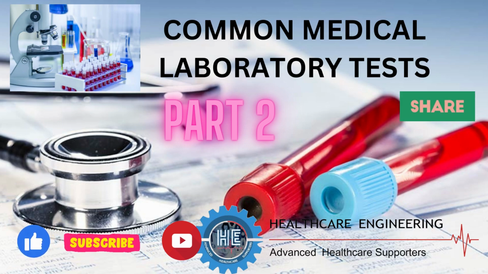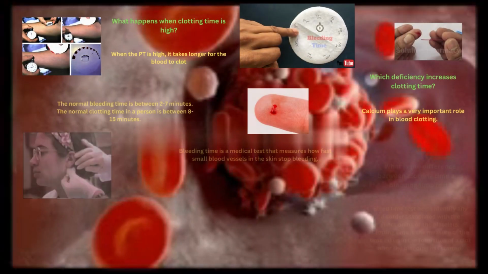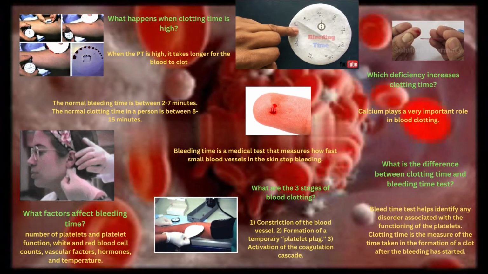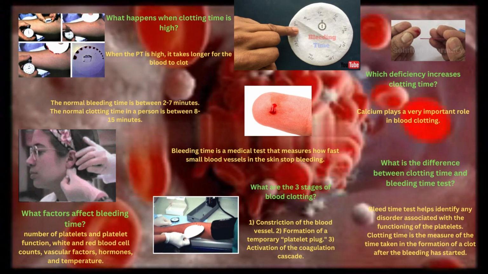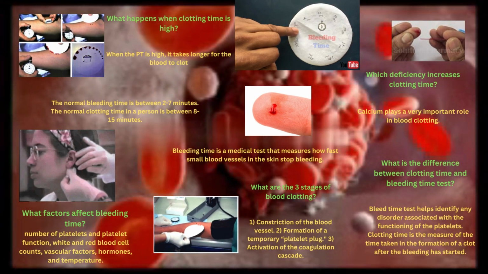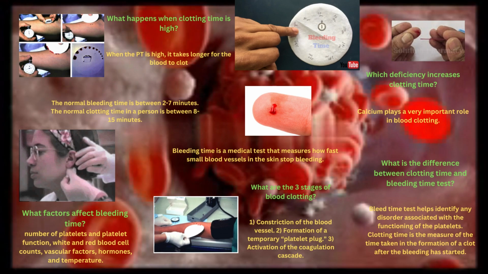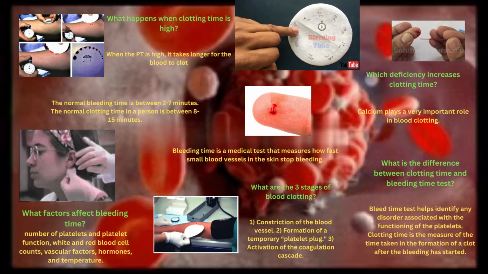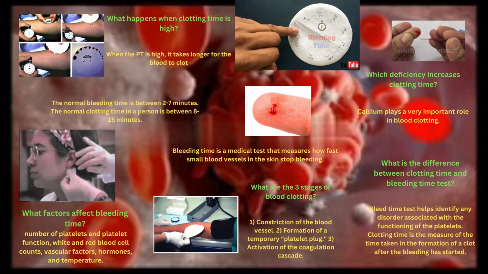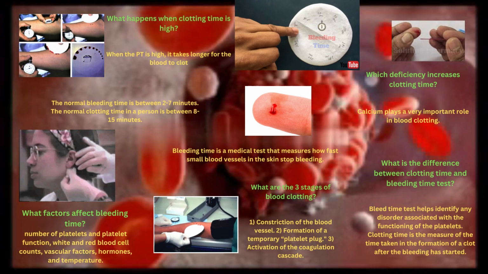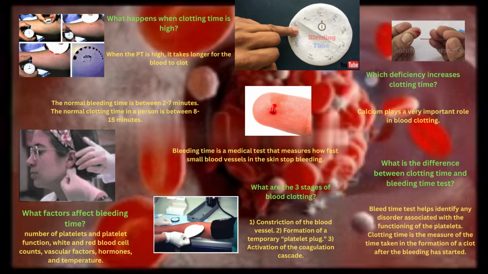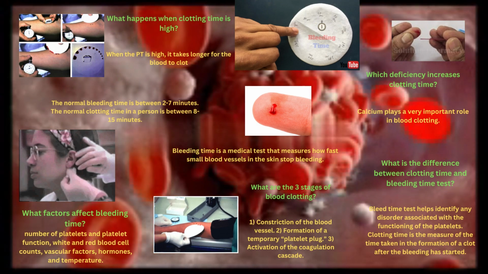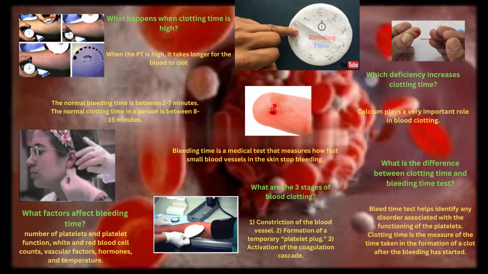Now let's go through some important common medical laboratory tests. What is the difference between clotting time and bleeding time test? Bleeding time test helps identify any disorder associated with the functioning of the platelets. Clotting time is the measure of the time taken in the formation of a clot after the bleeding has started. The normal bleeding time is between 2 to 7 minutes. The normal clotting time in a person is between 8 to 15 minutes.